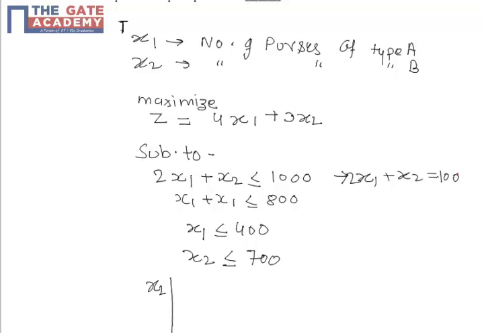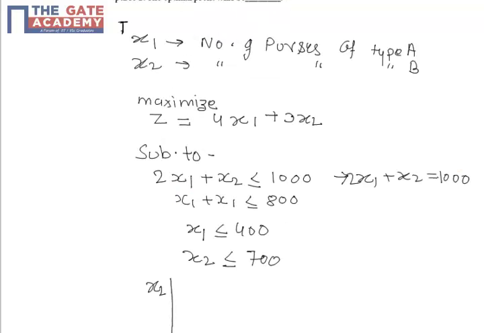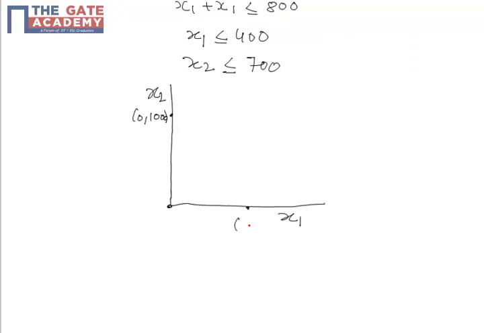If you draw this line, then if x1 is equal to 0, then x2 is 1000. So this point is 0, 1000. Whereas if x2 is 0, then x1 is 500. So it is 500, 0. Now we join it by a straight line, because in a linear programming problem, we assume that the relation between x1 and x2 is a linear variation.